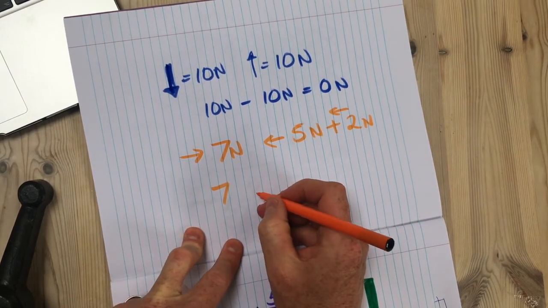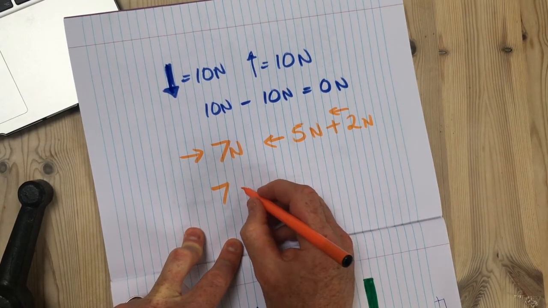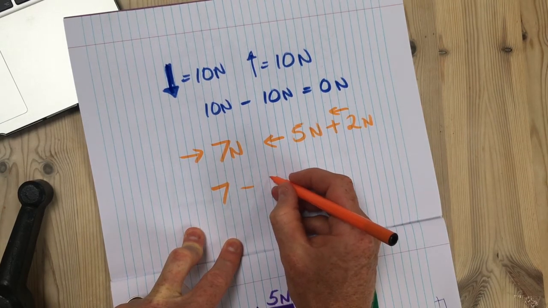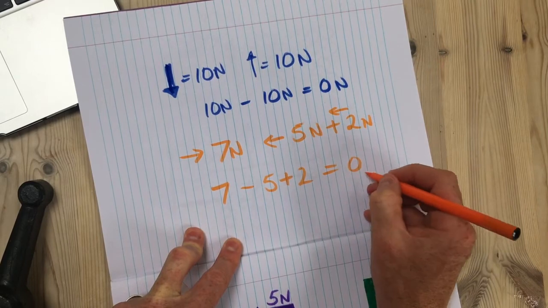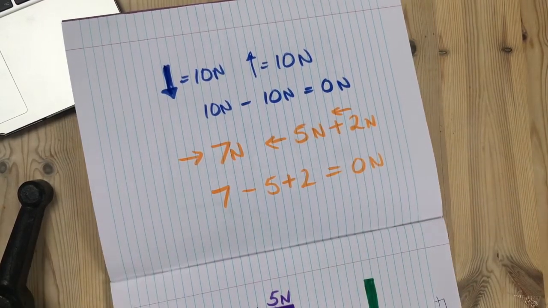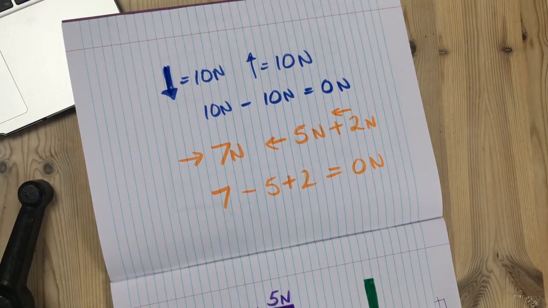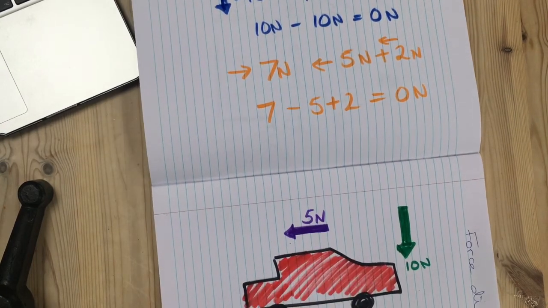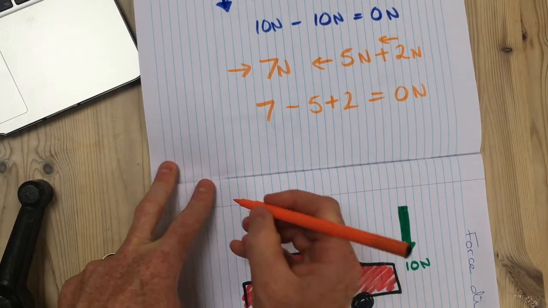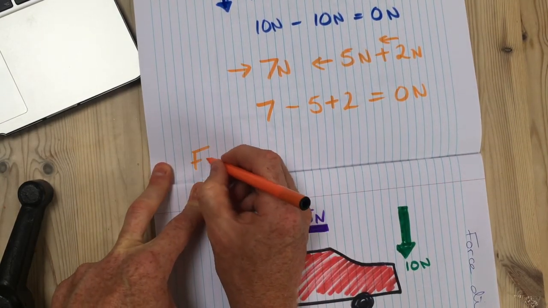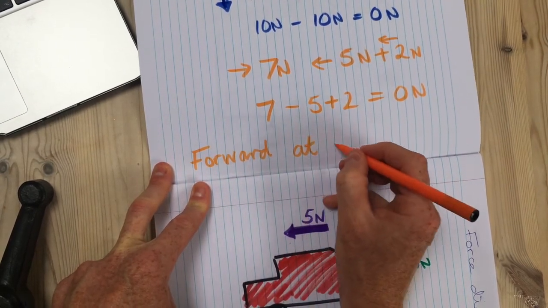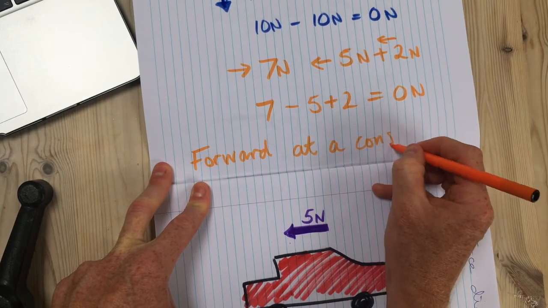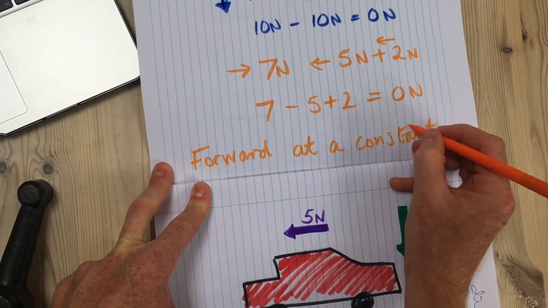So I've got 7 moving forward as thrust. I've got to take away the 5 because that's an opposing force, but I've added the 2 on there, so I've actually got 7 minus 7 equals 0 newtons. Now here's the careful bit. This car, this vehicle, is moving forwards because it's got thrust, at a constant speed, constant velocity.